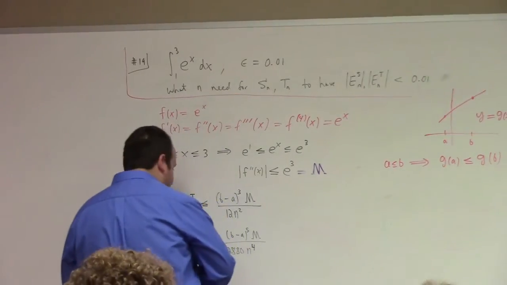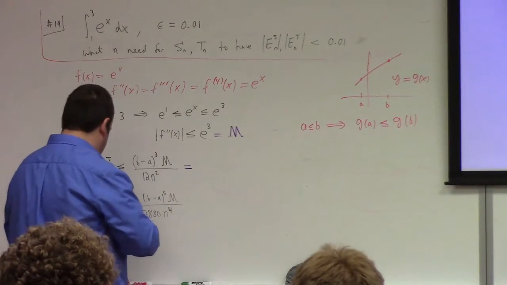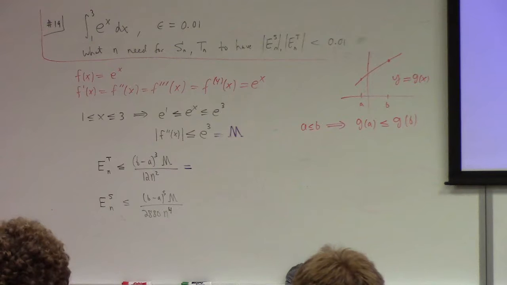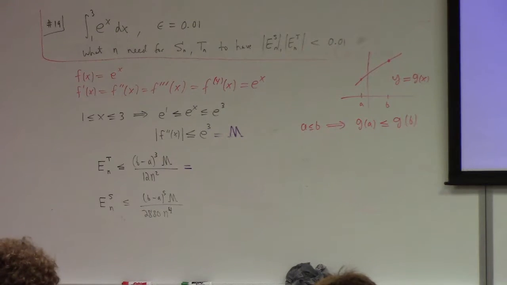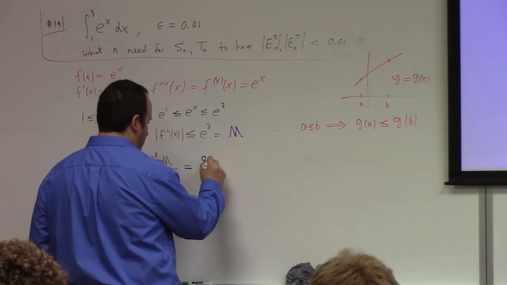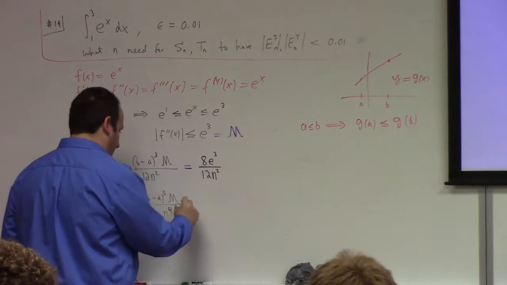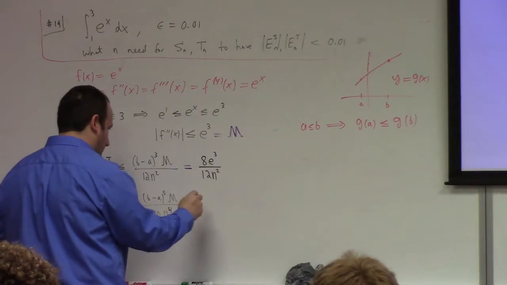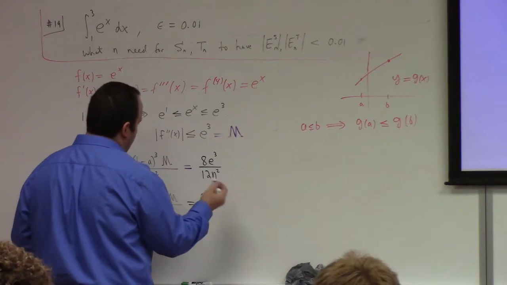All right. Anyway, so let's see here. What do we got? So you guys put in the number. What do we get? Yeah, 8 e cubed divided by 12n squared, right? And this one is what? This is, what is it? 32 e cubed.